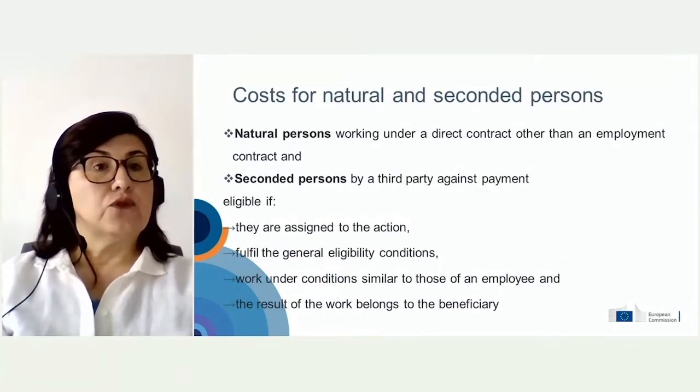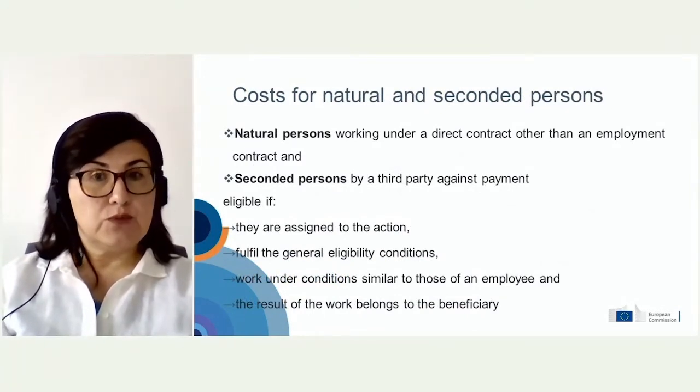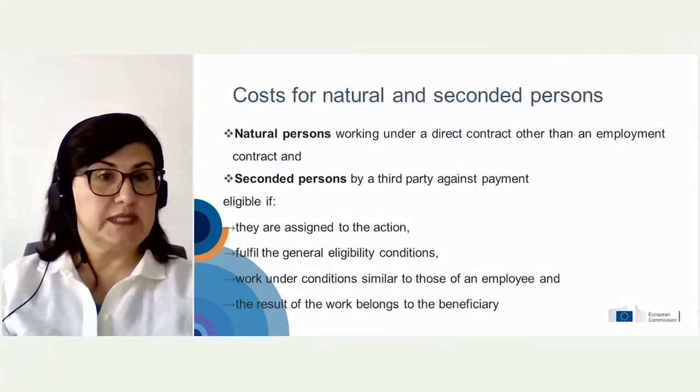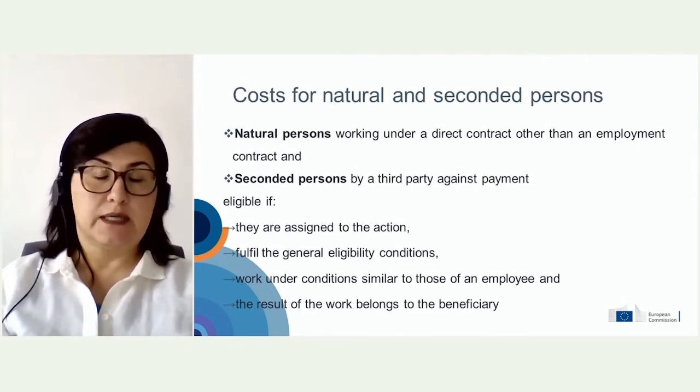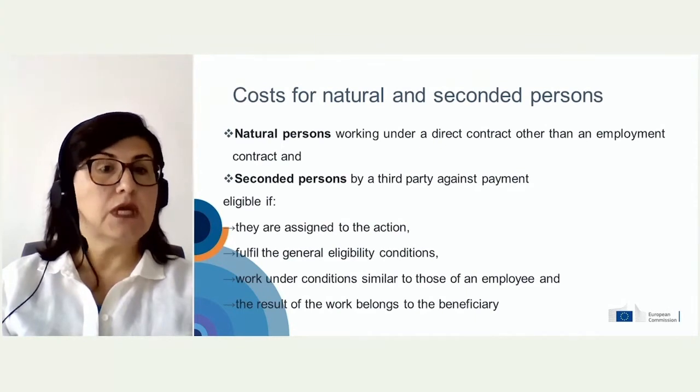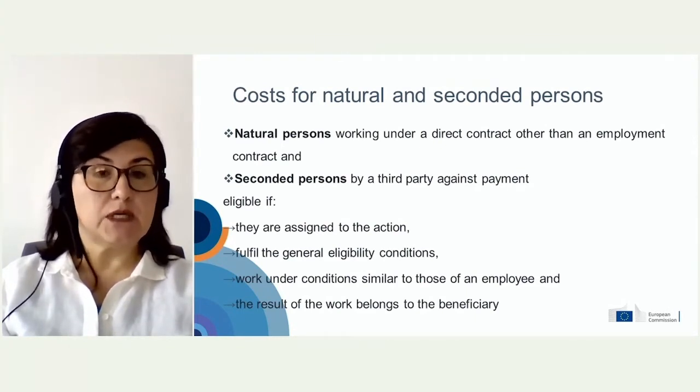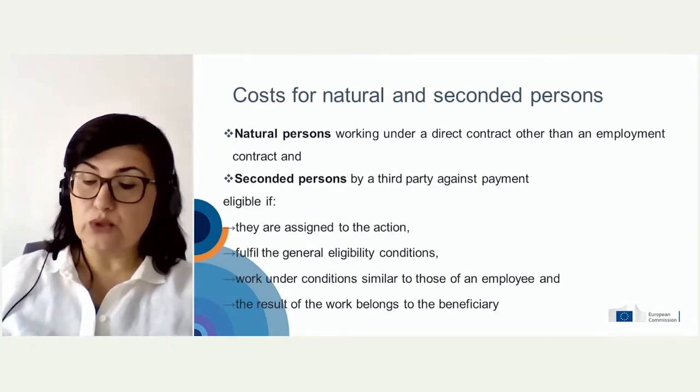The costs for natural persons are eligible, as said, and also for secondary staff. If these members of the staff are, again, assigned to the action, if they work under conditions which are similar to those of the employees, and if the result of the work belongs to the beneficiary, to the partner of the consortium who employs this personnel.